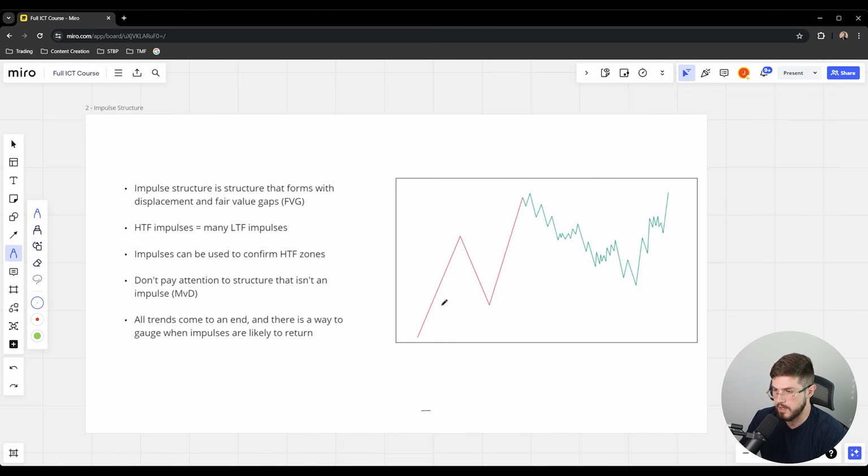Next, we're going to talk about a concept called impulse structure. Impulse structure is structure that forms with displacement and fair value gaps. Now, I want you to go ahead and repeat after me. Not all structure is created equally, okay?